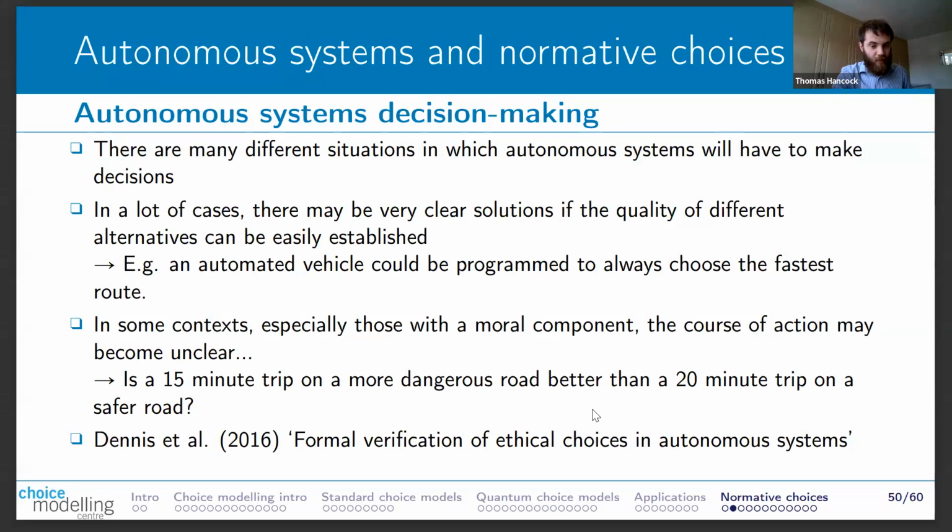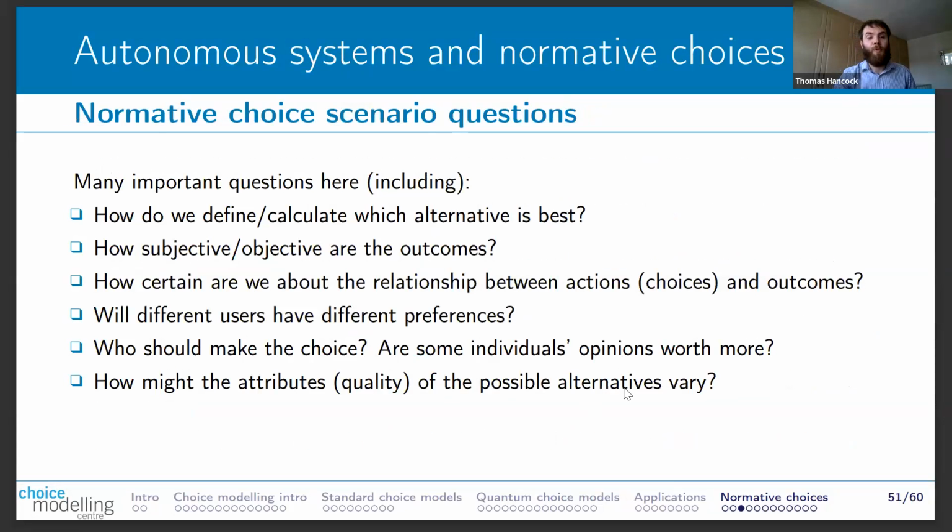But in some cases, with the moral component, this course of action may become unclear. For example, is a 15-minute trip on a more dangerous road better than a 20-minute trip on a safer road? That's going to be dependent on subjective opinion. There was a very good recent publication that started looking at these ideas. Formal verification of ethical choices in autonomous systems is a really good starting point, I believe, for understanding decision-making processes for autonomous systems. But then there are several more questions we can ask.